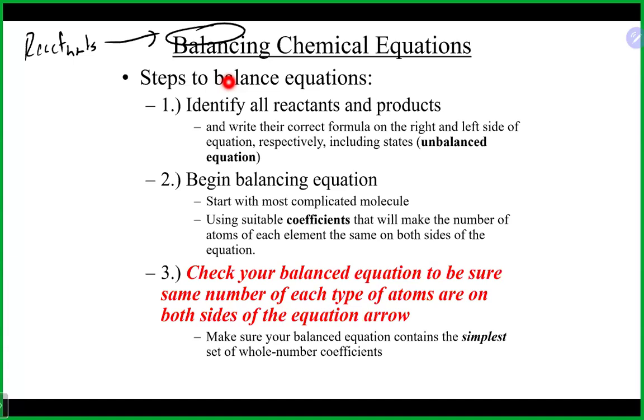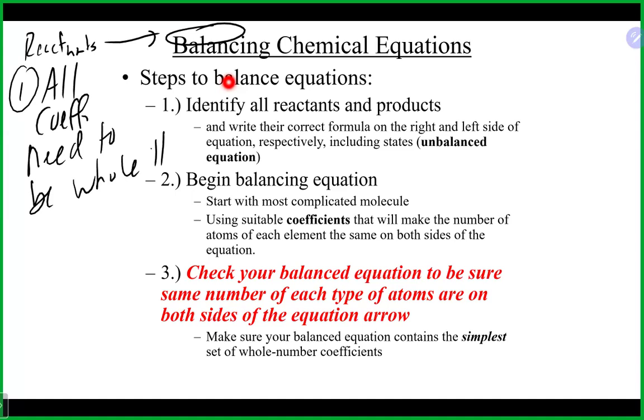of the arrow. And there's really two things that you have to make sure of when you're done to have a properly balanced equation. Number one is all the coefficients need to be whole numbers. So when you are balancing an equation, all the coefficients need to be actual whole numbers. You can't have fractions, can't have decimals when you're all said and done. They all got to be whole numbers. The second is they need to be the simplest set of whole numbers.